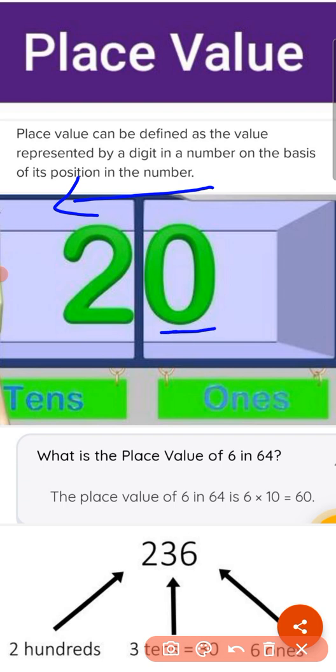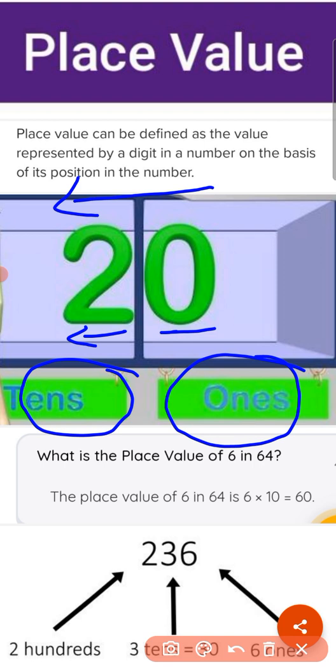0 is in ones place. Starting from the right, the first place is ones. Okay. The second place is tens. 0 is in ones place and 2 is in tens place. Clear? So, the value of 0 is 0 into 1 is equal to 0.